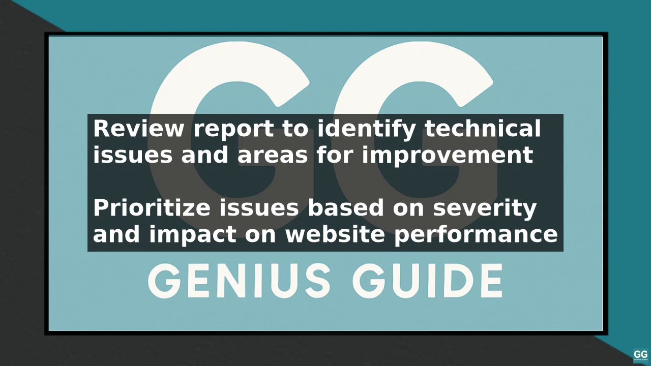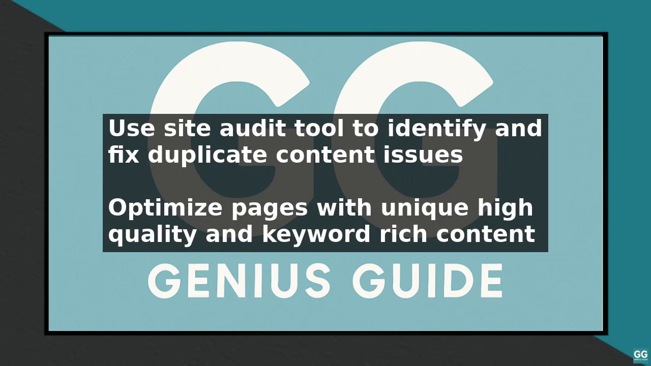Use the Site Audit tool to identify duplicate or thin content, and optimize your pages with unique, high-quality, and keyword-rich content. You can also use the tool to identify and fix internal linking issues, which can help improve user experience and search engine rankings. To get the most out of your Semrush site audit, it is essential to regularly review and update your website.